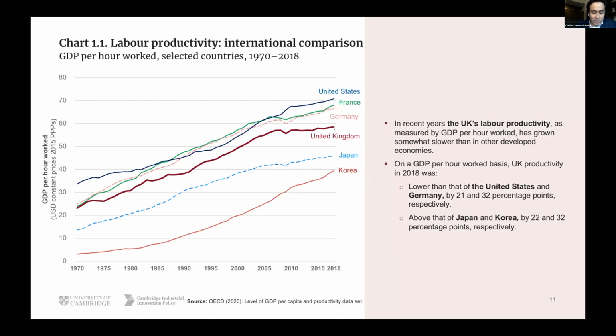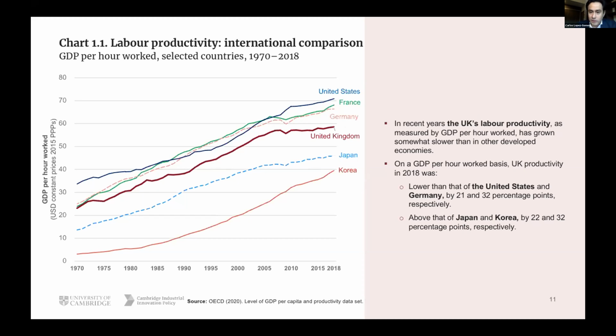Contrary to other advanced economies, the UK was unable to return to the productivity growth trends recorded before the 2007-2008 financial crisis. In 2018, the UK's labor productivity, measured by GDP per hour worked in the graph that we have here, was barely above its 2007 level. So you'll see here basically a flat line in the UK performance over the last decade.